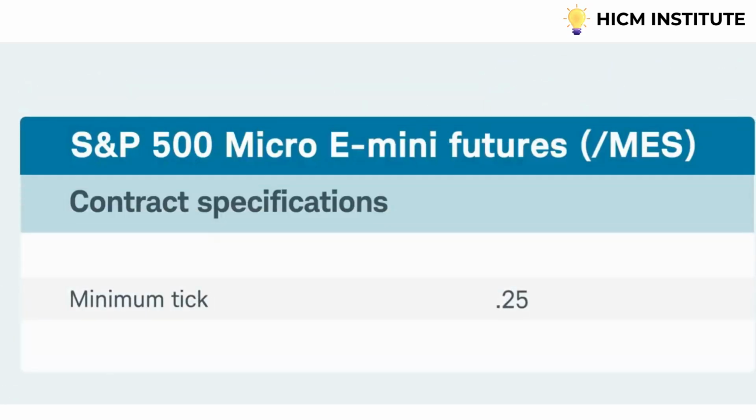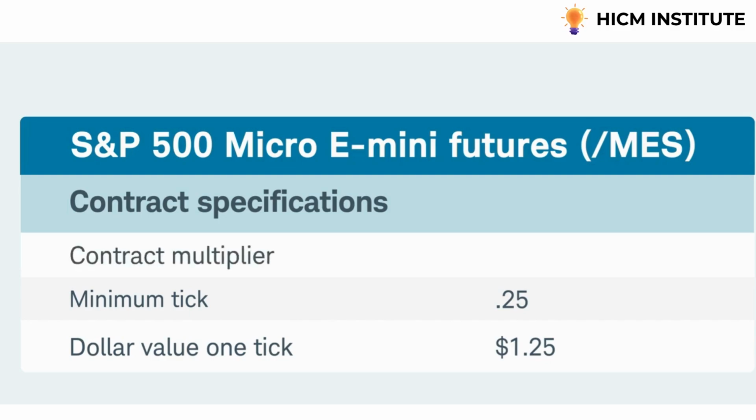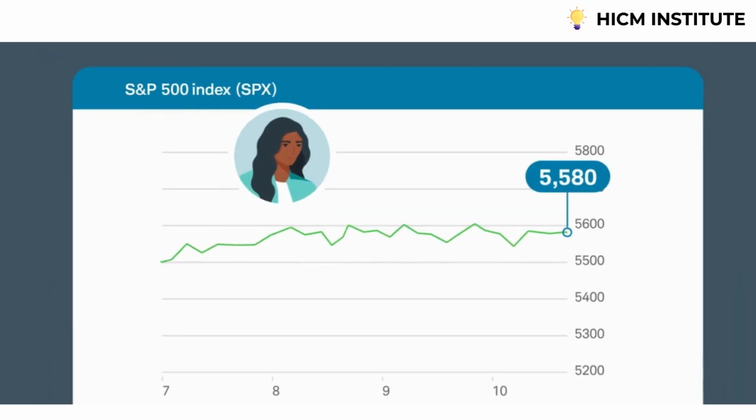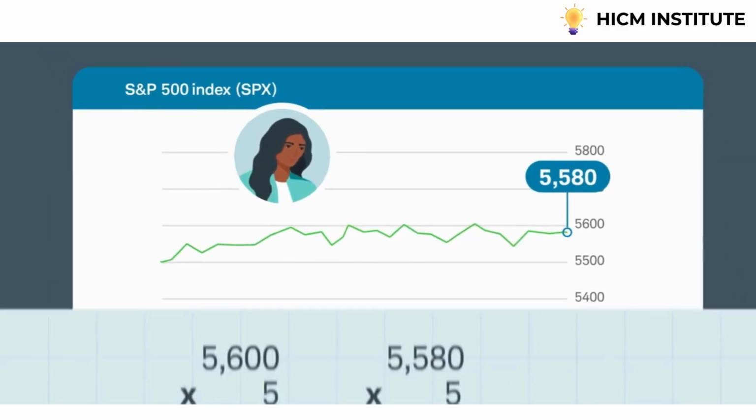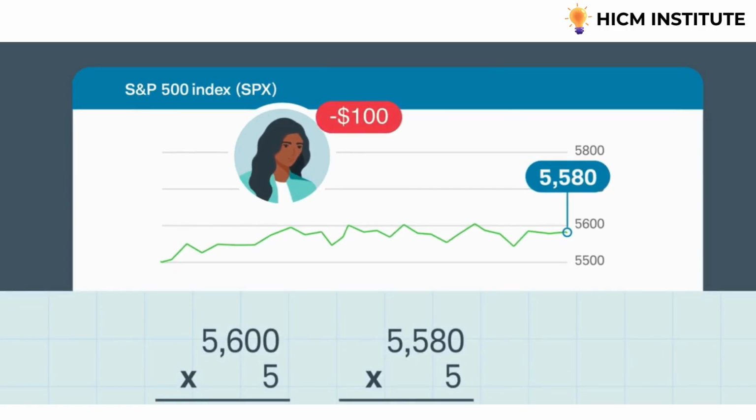There's a minimum price fluctuation for contracts called the tick size, and for MES it's 0.25 index points, or $1.25 per contract. The notional value of one contract is calculated by multiplying the current level of the index by $5. It's called the multiplier. Both are set by exchanges like CME Group or CBOE and vary from contract to contract. So with the S&P 500 falling 20 points, trader A loses $100.